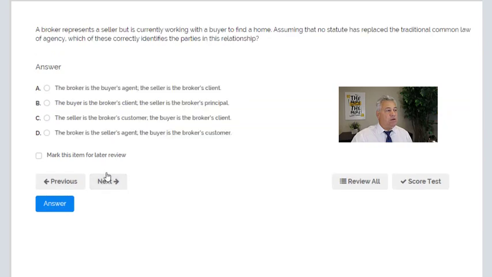Okay, so our next question is going to be: a broker represents a seller, but is currently working with a buyer to find a home. Assuming that no statute has replaced the traditional common law of agency, which of these correctly identifies the parties in this relationship? Represents the seller, but is working with the buyer. Again, I'll give you a few more seconds on this one.